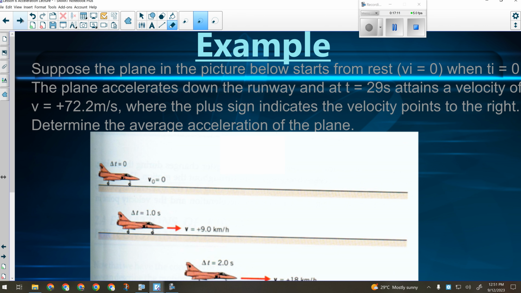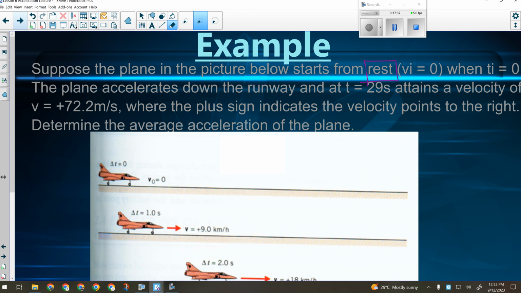Okay, so let's look at a simple example of what you would have done in Science 10. So this would have been a Science 10 question. It says, the plane in this picture starts from rest. That's an important term for us to know, and you probably got introduced to it in Science 10. If something is at rest, it is not moving. So if something starts from rest, VI, initial velocity, is 0.